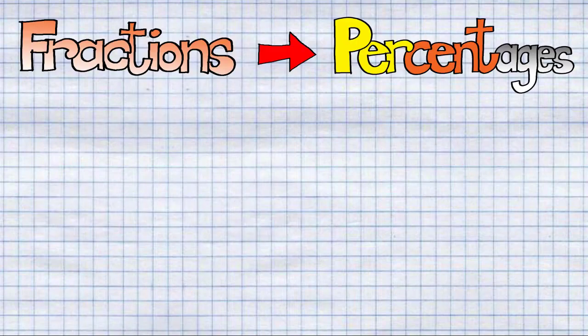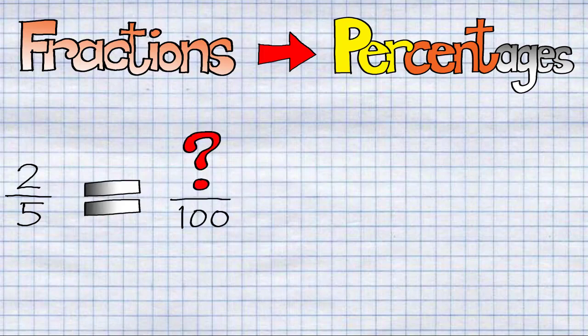But how do we convert fractions to percentages? Well, let's take 2 over 5 as an example. First things first, you need to find the equivalent fraction. Remember, an equivalent fraction is a different fraction that has the exact same value as the fraction you started with.